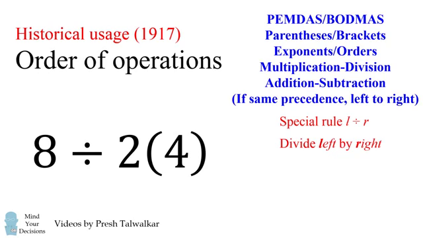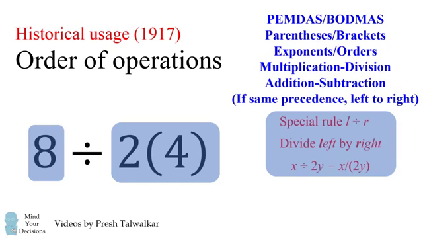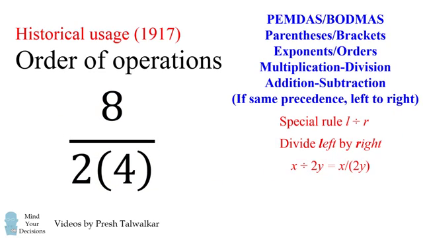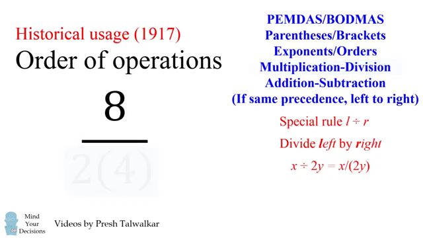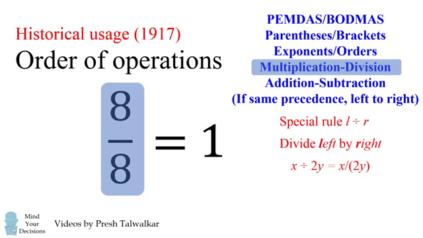At that time, mathematical typesetting was limited, so if you had something like x divided by 2y, you would understand it's x over the quantity 2y. So for this expression, we would take 8 divided by 2 multiplied by 4. That's because it would be hard to write this expression in the limited typesetting of the time. So they would complete this as 2 multiplied by 4. This will be equal to 8, and then we have 8 over 8, which is equal to 1. This is not the correct answer today.